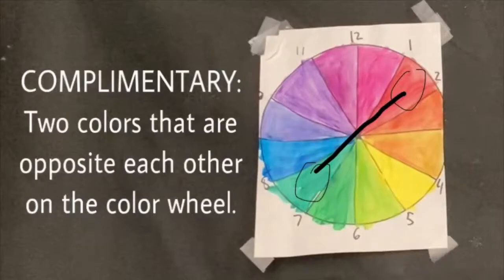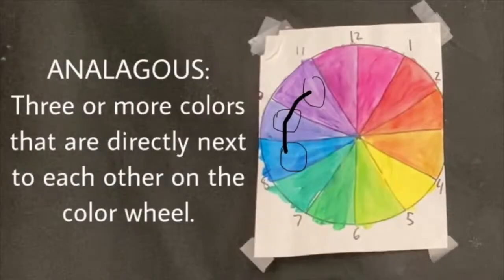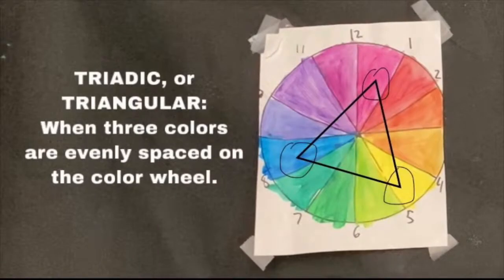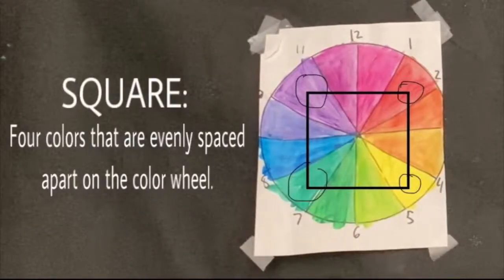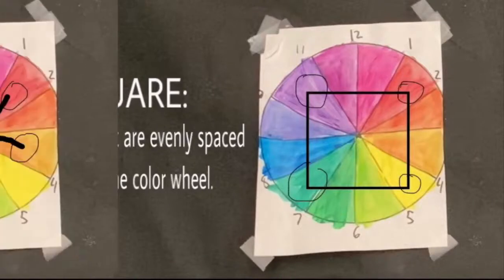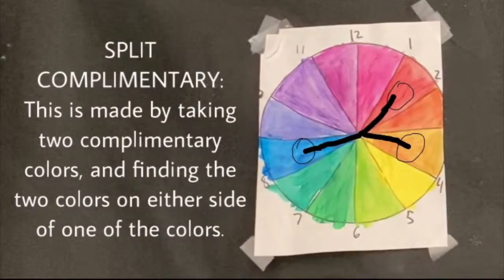Complementary, two colors that are opposite each other on the color wheel. Analogous, three or more colors that are directly next to each other on the color wheel. Triadic or triangular, when three colors are evenly spaced on the color wheel. Square, four colors that are evenly spaced apart on the color wheel. Split complementary, this is made by taking two complementary colors and finding the two colors on either side of a certain color.